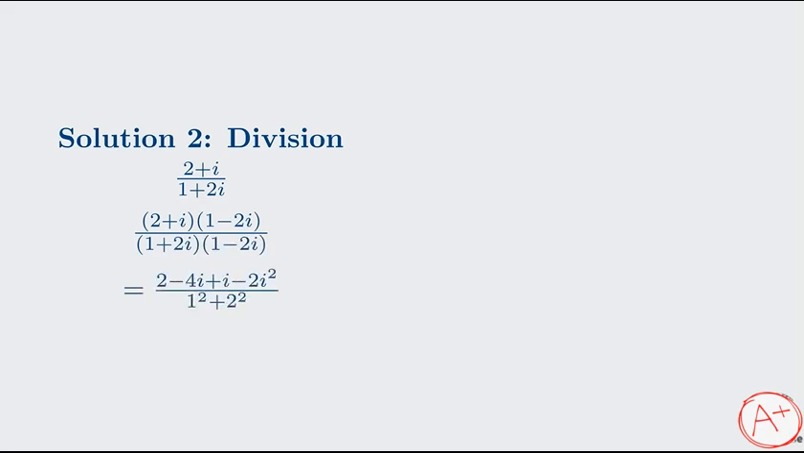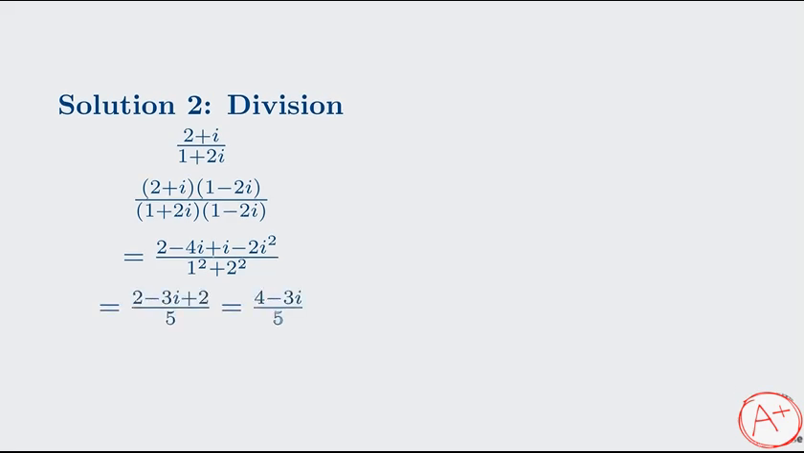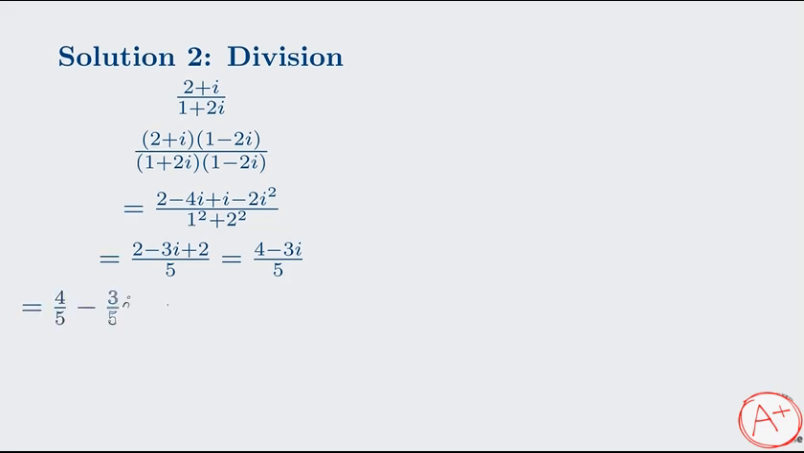For the medium question, we multiply the top and bottom of 2 plus i over 1 plus 2i by the conjugate of the denominator, which is 1 minus 2i. Expanding the numerator gives 2 minus 4i plus i minus 2i squared, and the denominator becomes 1 squared plus 2 squared. Simplifying the top, since i squared is negative 1, we get 2 minus 3i plus 2, all over 5. This results in 4/5 minus 3/5 i. So a is 4/5 and b is negative 3/5.